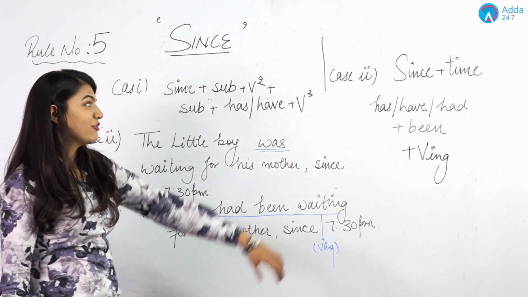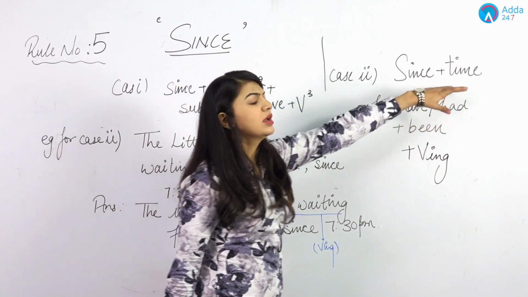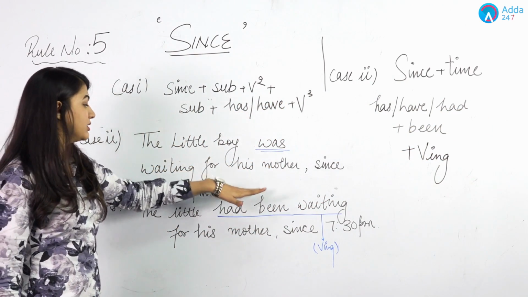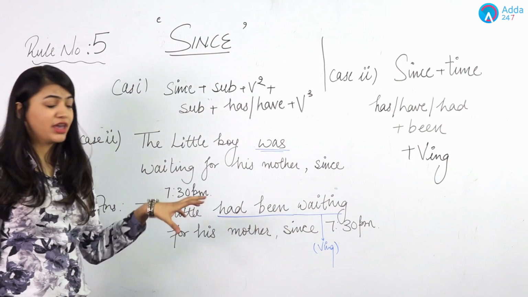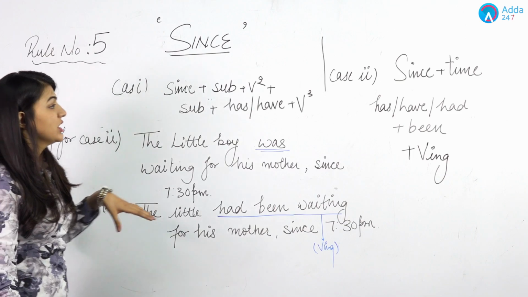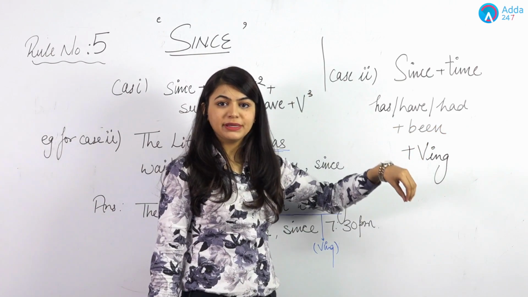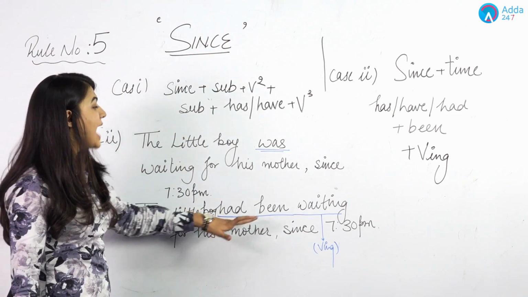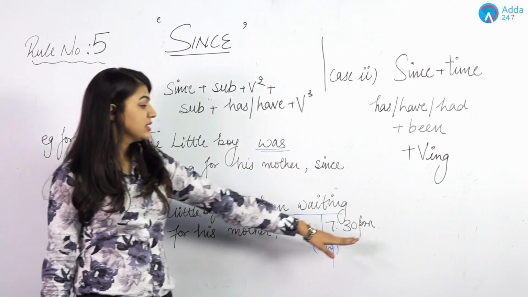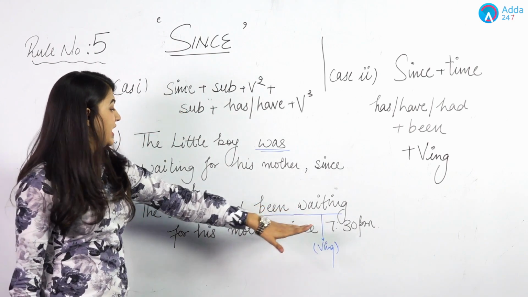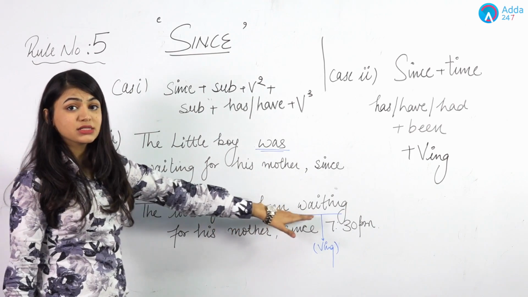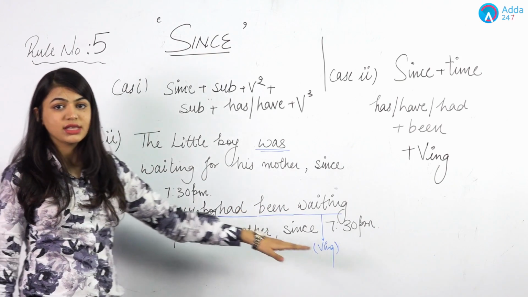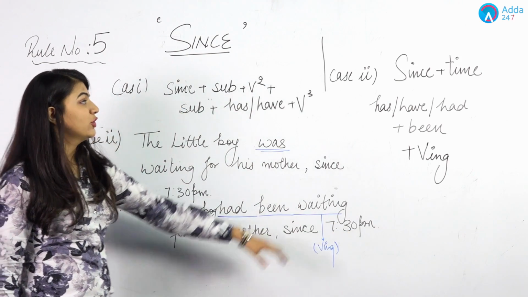So let's take an example of case number 2, when since has some time with it. The little boy was waiting for his mother since 7:30 p.m. So now here time is mentioned. We have to change it to has, have, had plus been plus verb ing form. So the correct answer will be, the little boy had been waiting for his mother since 7:30 p.m. We have changed was into had been plus waiting, which is verb ing form. This was the example for case number 2.